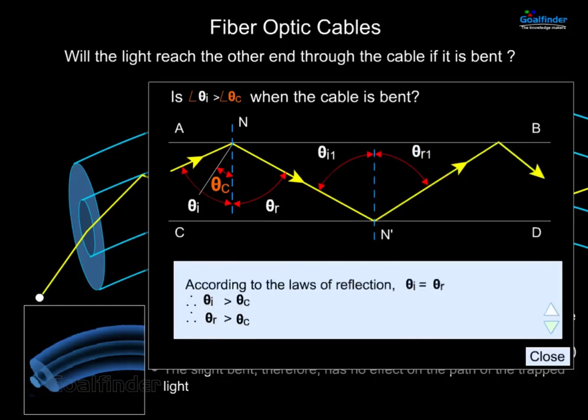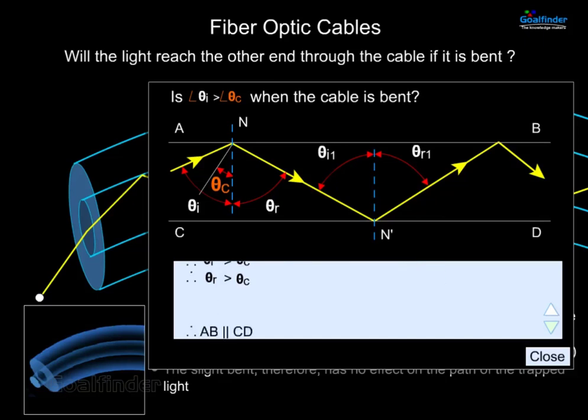According to the laws of reflection, theta I is equal to theta R. Therefore, theta I is greater than theta C. Therefore, theta R is greater than theta C. Therefore, AB is parallel to CD. Therefore, N is parallel to N dash.